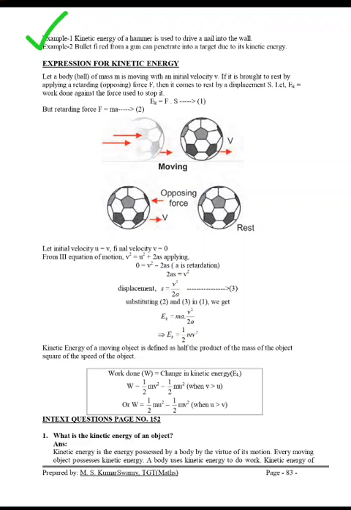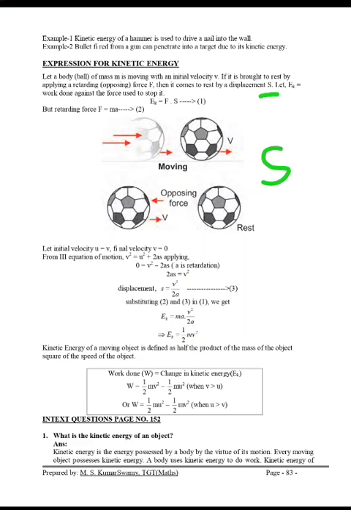Now we will find expression for kinetic energy. So suppose let us consider a body of mass m is moving with an initial velocity v. If it is brought to rest by applying a retarding force, this is moving with velocity v, we have to apply a force, opposing force, to stop it, and then it will come to rest, this ball. Suppose that force is F, then it comes to rest by a displacement S. Suppose the displacement before it comes to rest is S.